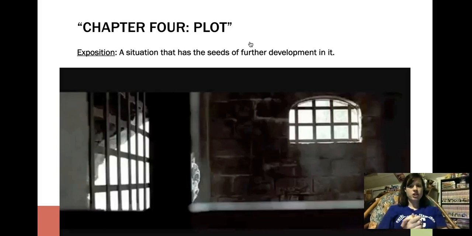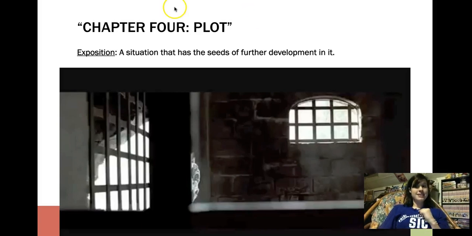That's where exposition starts. An exposition is basically a situation that our book describes as having seeds of further development in it. What exposition basically is, is that a character will set up the mythos and setting and environment of a story, usually within a single conversation. My favorite example of this is the scene that we're about to watch together as a class. So I'm going to go ahead and play this for you all.